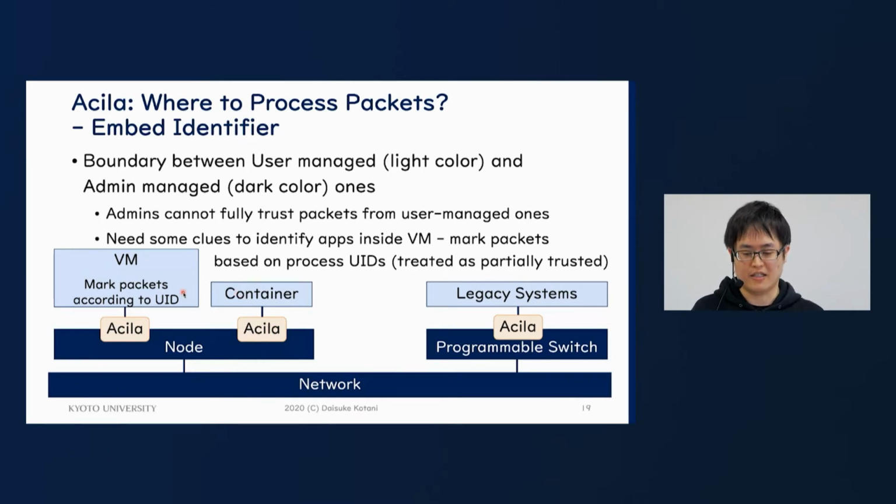But in this case, if someone wants to use a process UID and assign a different identifier based on these UIDs, they will not be able to do so in this system. So in that case, a user must install an agent in the VM so that they can mark packets according to process UID. The Scylla will take that and convert it to an ID that can be used system-wide.